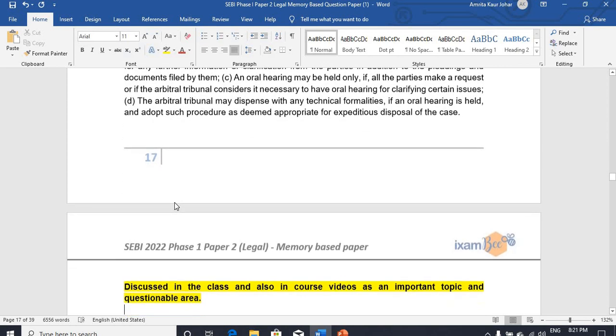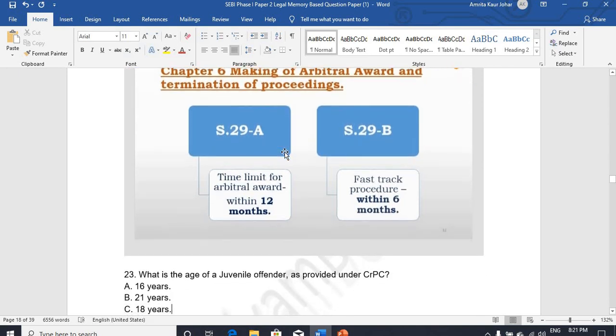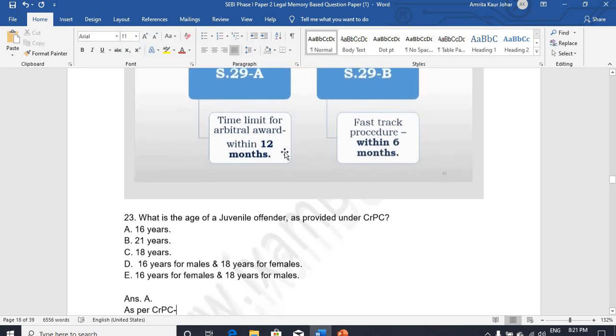This was also discussed in the class and also in the course videos that have been provided in material of ixamBee. ये classes में बताया गया था कि 29A, 29B से questions आ सकते हैं, and ये important sections हैं. इनमें time limit भी पूछा जा सकता है.